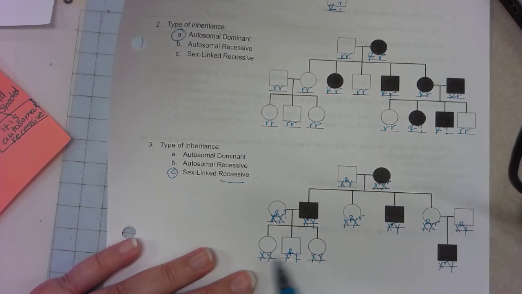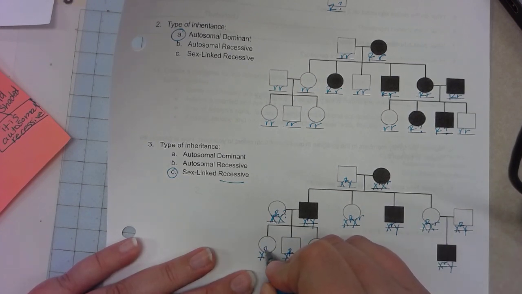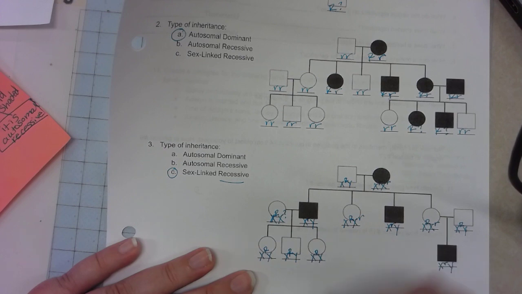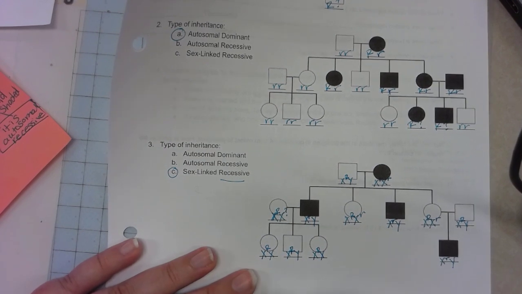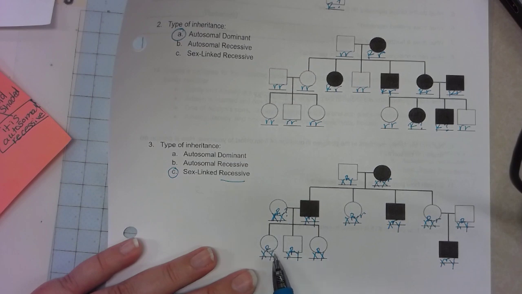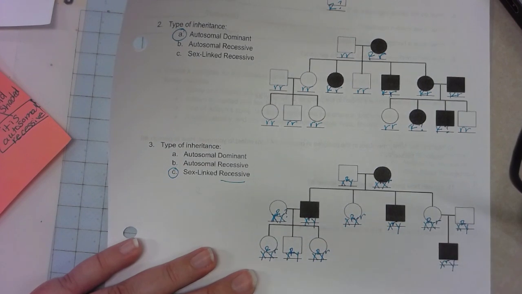Again, looking at her daughters, we can see that they have the dominant trait, so they are going to be X big R. They have to get their X big R from their mom. They get their other X from their dad. And they have to get an X little r from their dad. So they are both going to be heterozygous.